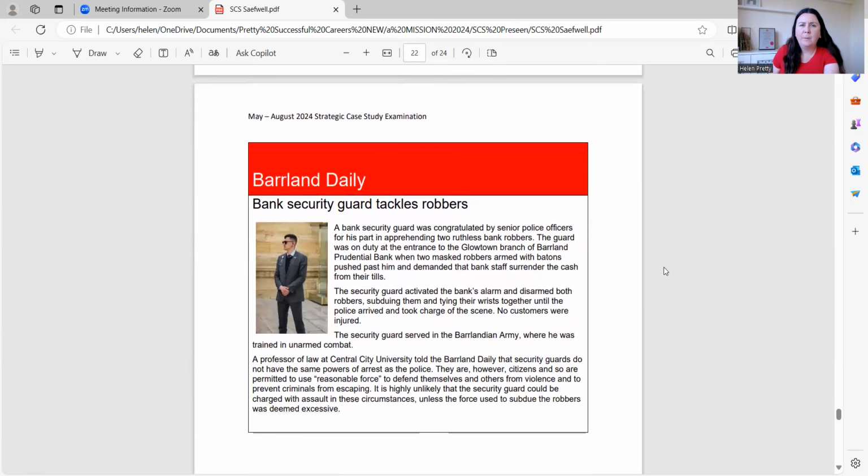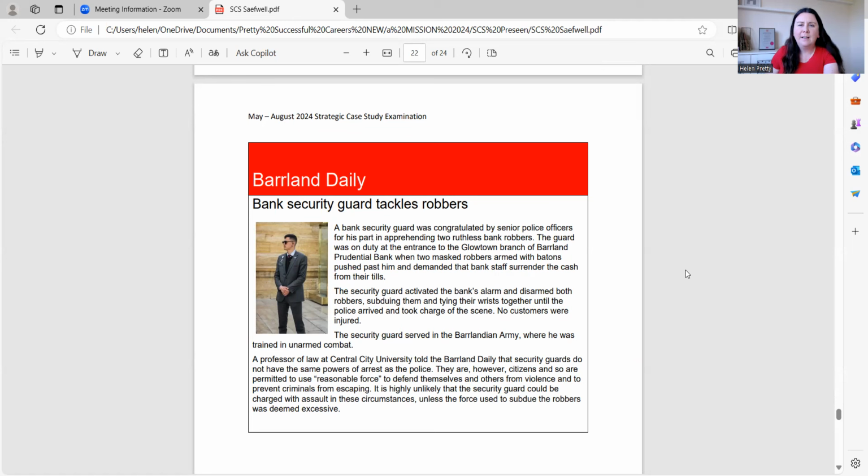On page 22, we have the Barland Daily News. Bank security guard tackles robbers. A bank security guard was congratulated by senior police officers for his part in apprehending two ruthless bank robbers. The guard was on duty at the entrance to the Glowtown branch of Barland's Prudential Bank, where two masked robbers armed with batons pushed past him and demanded that bank staff surrendered the cash from their tills.